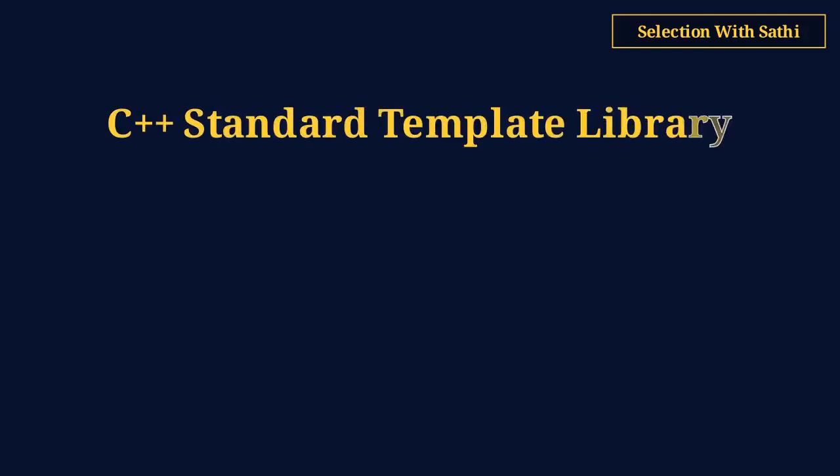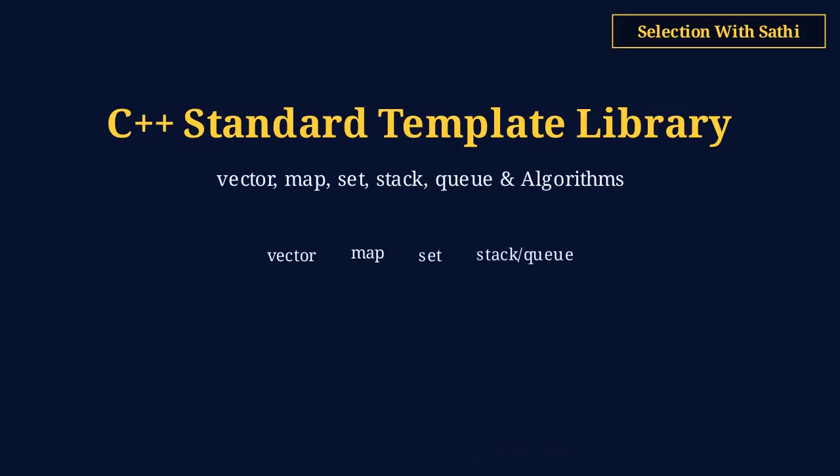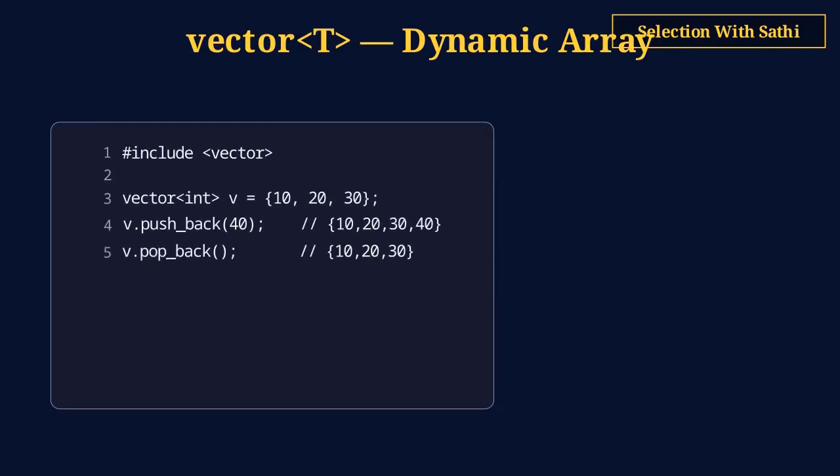Welcome to Selection Sathi. Today we learn the C++ Standard Template Library, or STL: vector, map, set, stack, queue, and key algorithms. STL is what makes C++ competitive programming possible and is heavily tested in interviews. Let's dive in. First concept, vector, the dynamic array.